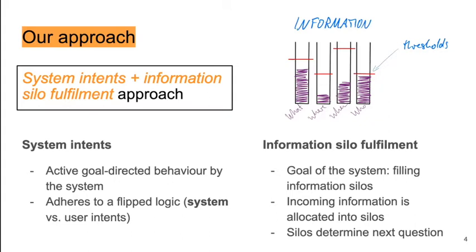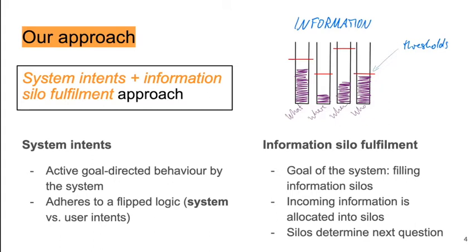Now, broadly, our approach can be characterized as follows. We call it the system intents and information silo fulfillment approach. The system intents part means that the system, the chatbot system that we built, has an active goal-directed behavior. So the system has a goal, and the goal is to elicit useful information. Now, this adheres to this flipped logic, as I said. It's not user intents. We're not trying to figure out, do you want to order a margarita with double cheese? That's user intents. The system is here to find out a specific piece of information.